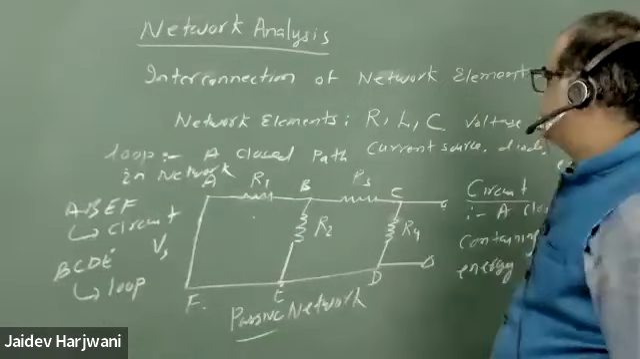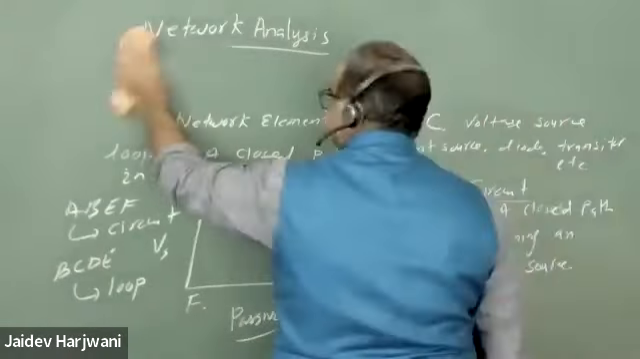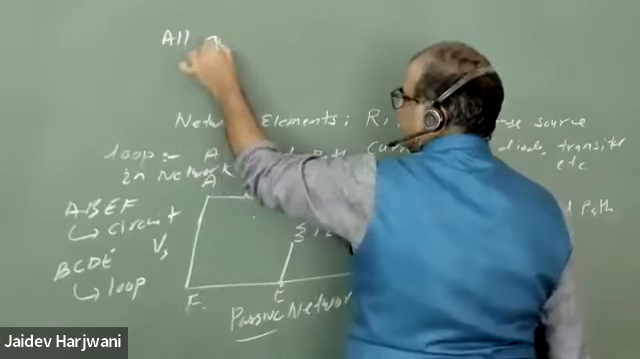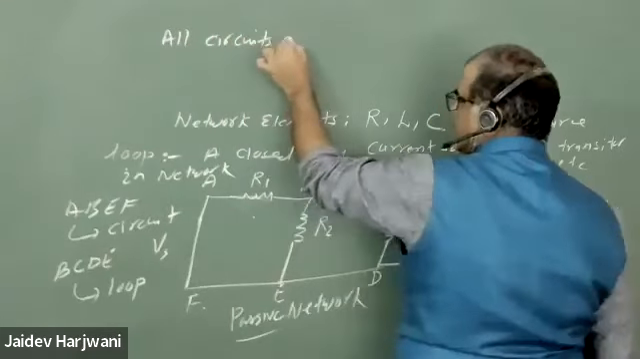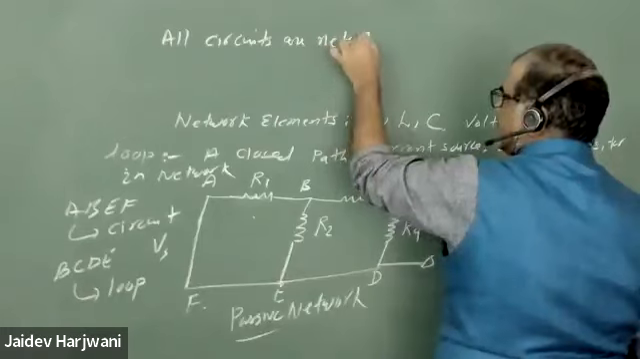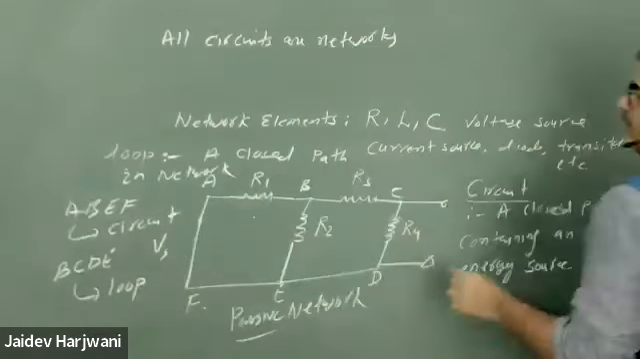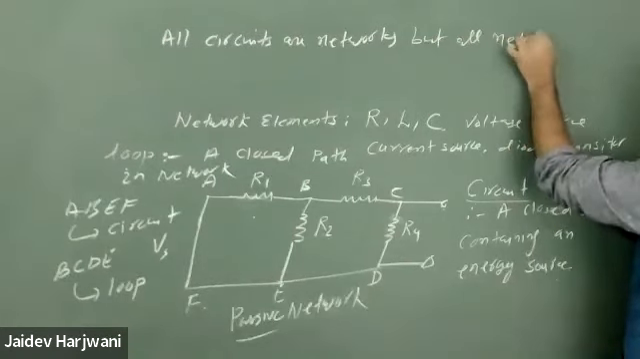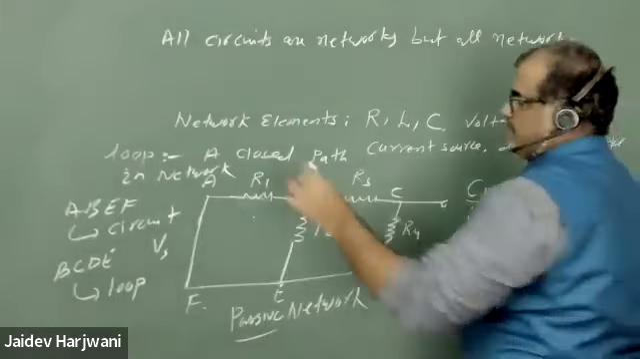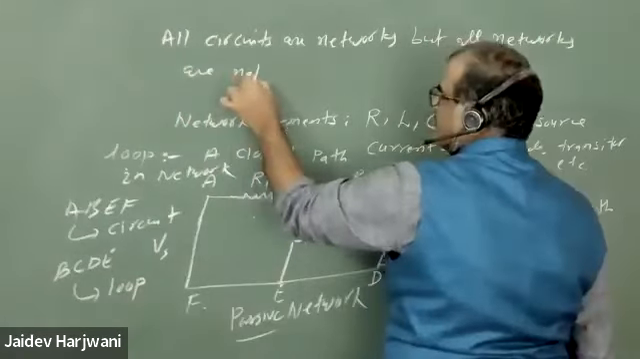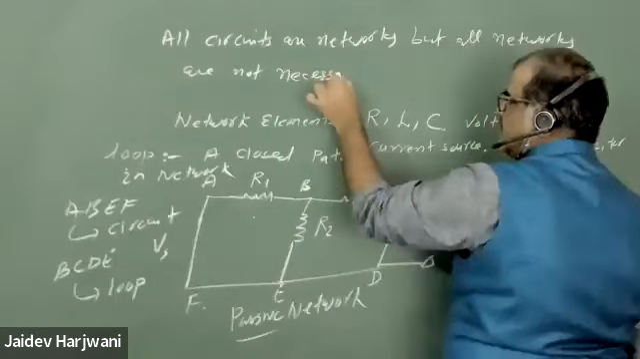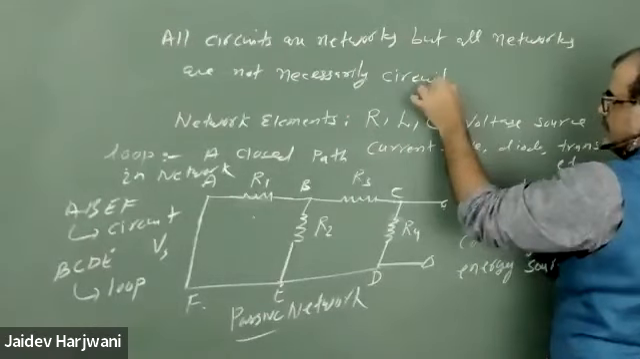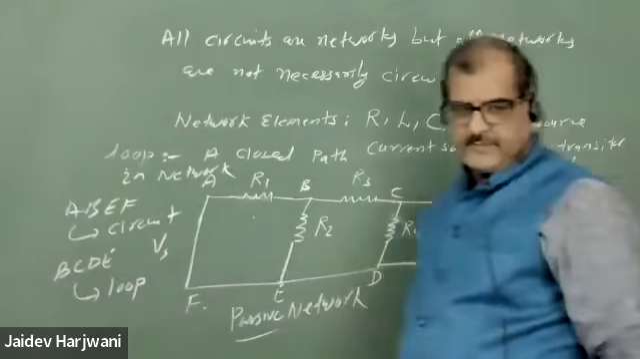So I can write a statement that all circuits are networks. All circuits are networks, but all networks are not necessarily circuits. Okay, is that clear?